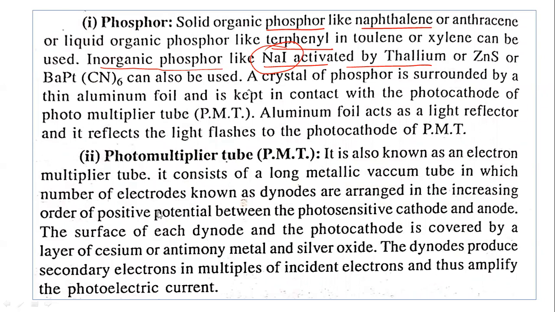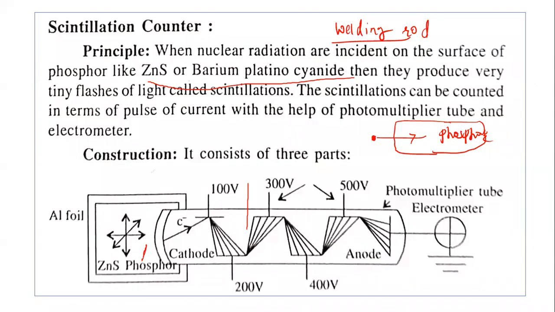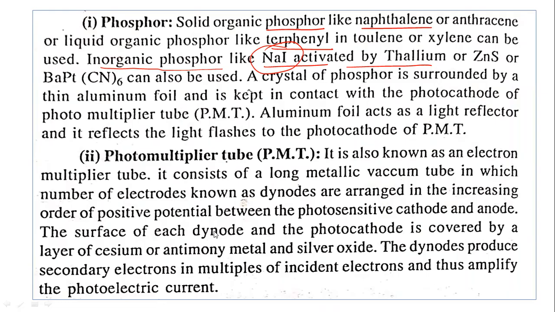So what is the function of the photomultiplier tube? Let us see first its construction. It consists of a long metallic vacuum tube. So this is the long metallic vacuum tube, which consists of a number of electrodes known as dynodes.